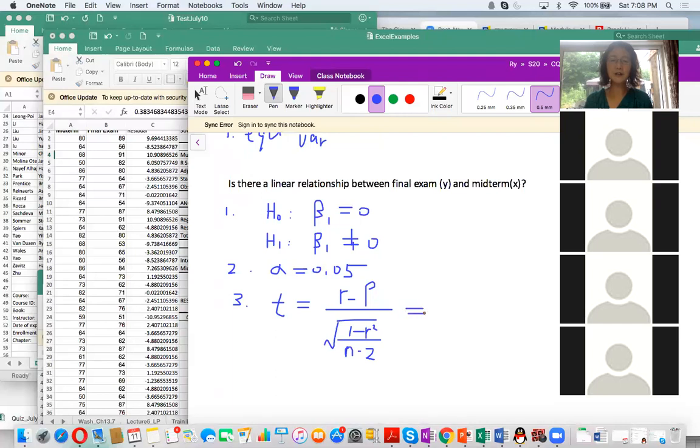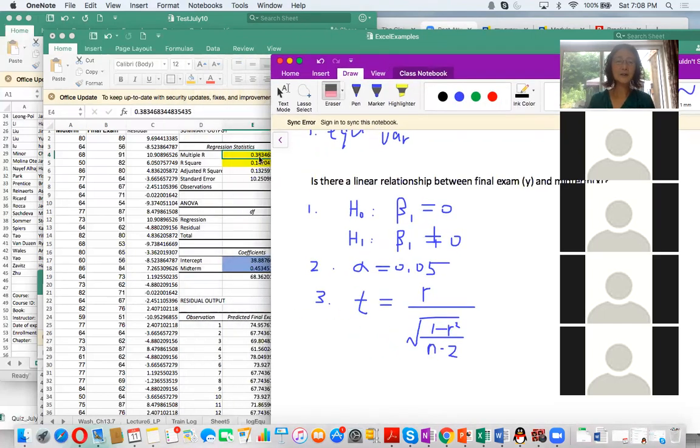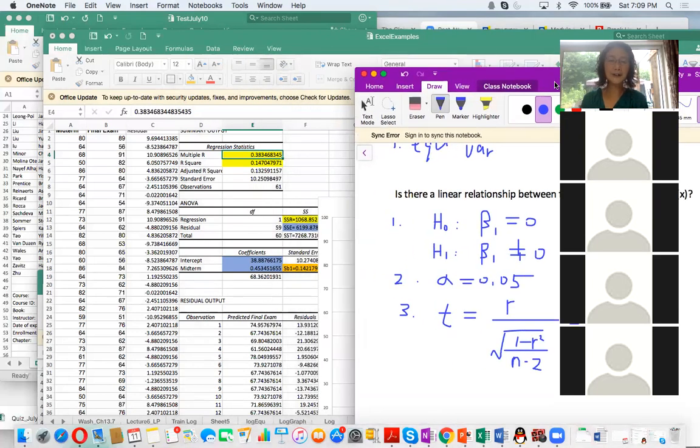So this formula, you drop this rho, you can safely say this is the test statistic, okay? R equal to 0.38, n equal to 61. You plug in all the numbers and you should get this test statistic.